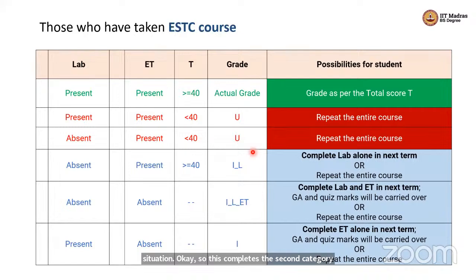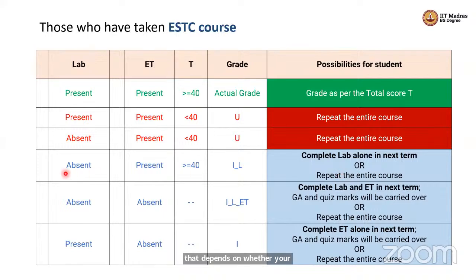What is the third category? Third is the incomplete part. We don't want to fail all the students just because they were absent in one of the components. So that's why we have this component called I, which is incomplete. In this also there are three line items, as you can see here. That depends on whether you are absent or present in one of the components.